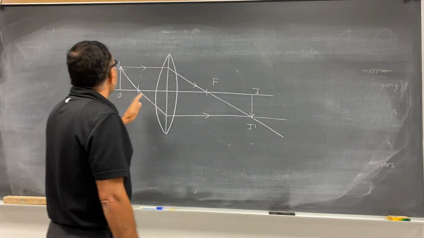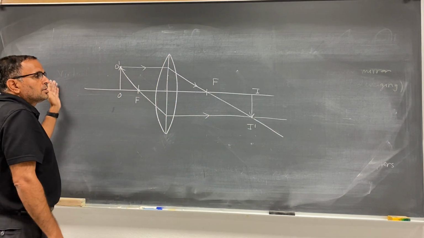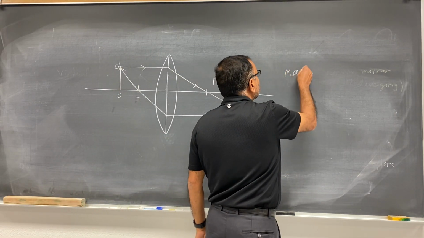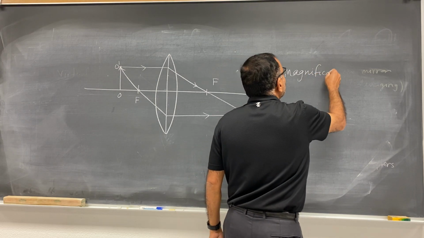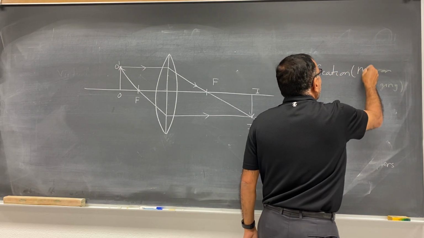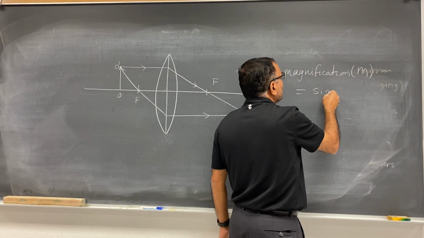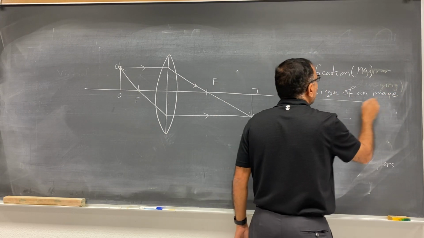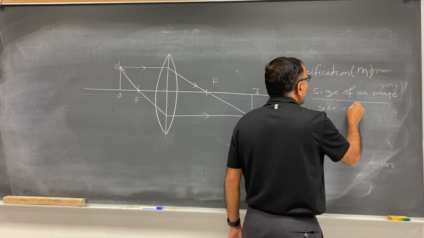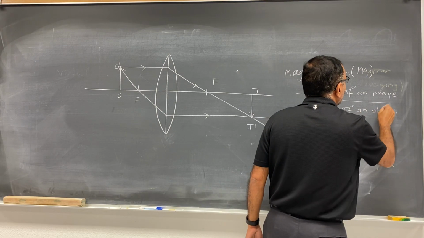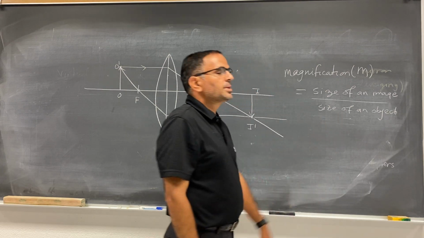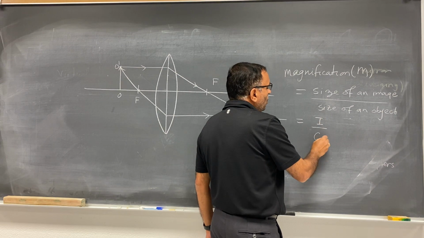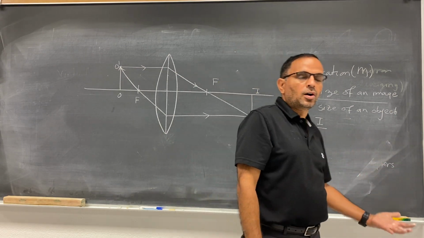And if you keep the object at a different position here, the size of the image is different. So we can define the magnification. You can write down M. This is size of an image divided by size of an object. People can also write it like I divided by O: size of the image divided by size of the object.